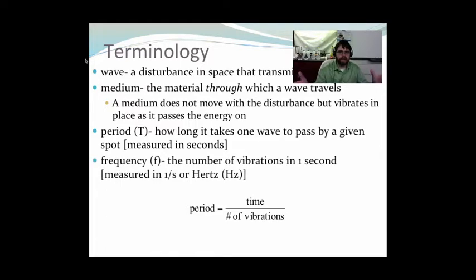Frequency is kind of the inverse of it, and frequency is the number of vibrations in 1 second. And this is measured in 1 over a second, or hertz. We tend to use period for slow waves and frequency for fast waves. But anyway, the formula for frequency is the number of vibrations per second. Notice it's the exact opposite. Really, it should be vibrations per time, though the standard is to use seconds.